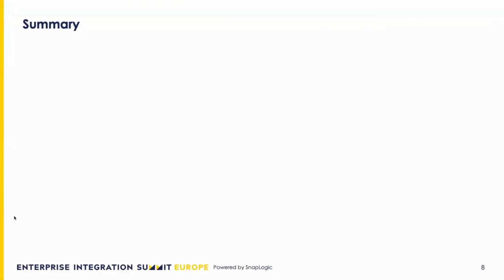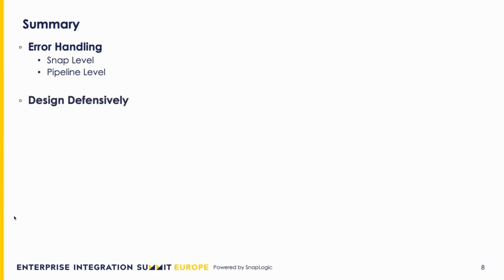So let's just summarize what we've talked about today. This is a huge topic. It's difficult to cover it in just 15 minutes, but we've talked about the error handling at both the Snap level and the pipeline level. Remember, we also have the option of resumable pipelines, which might be something that you want to talk to us about after today's event. The real key, though, is to think about this defensive design. If the one thing you take away from my session today is that you think about being defensive when you're designing your pipelines, then it was definitely worth you coming in here.